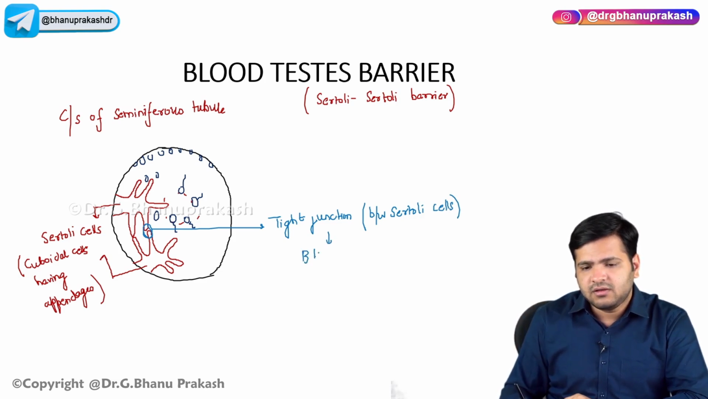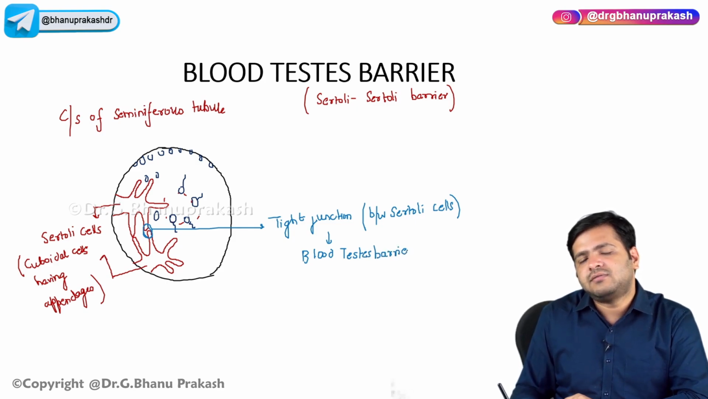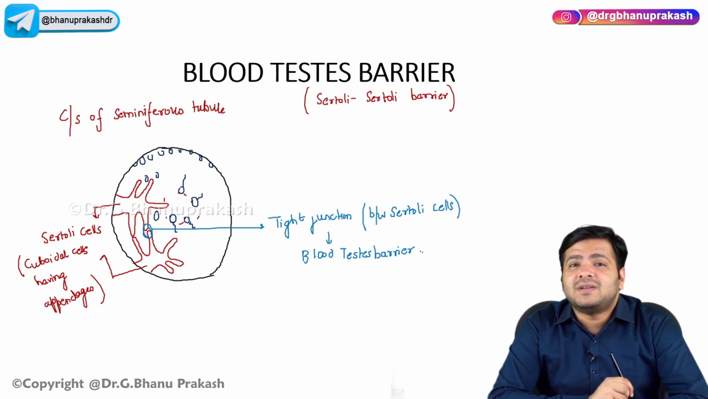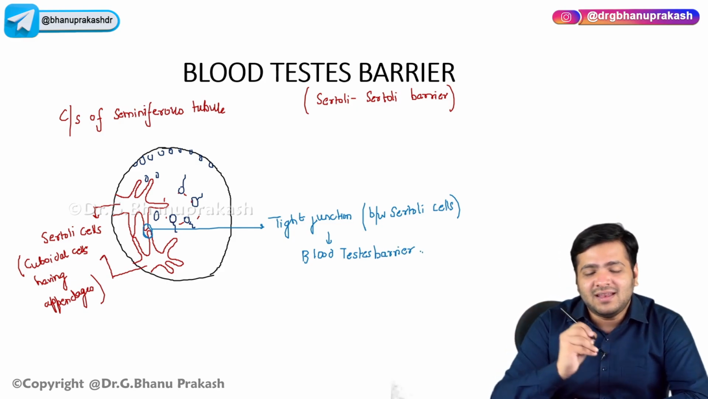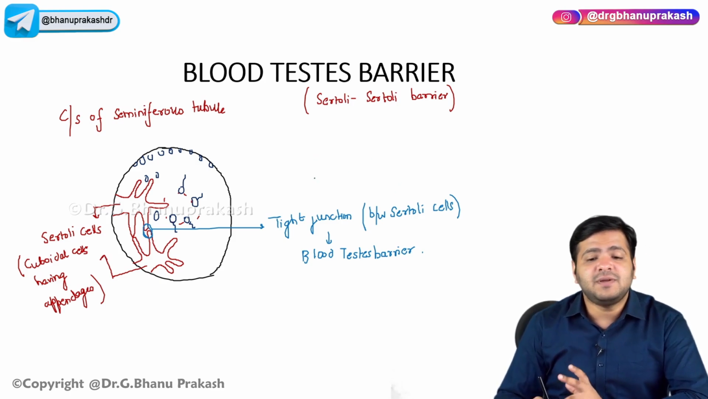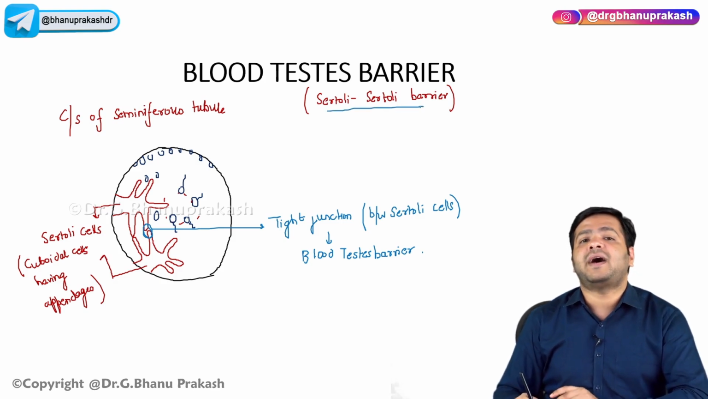This tight junction is called the blood testis barrier. Now, it is a misnomer. There is no blood testis barrier. You can see that these junctions are present in between the Sertoli cells. So this is also known as the Sertoli barrier.